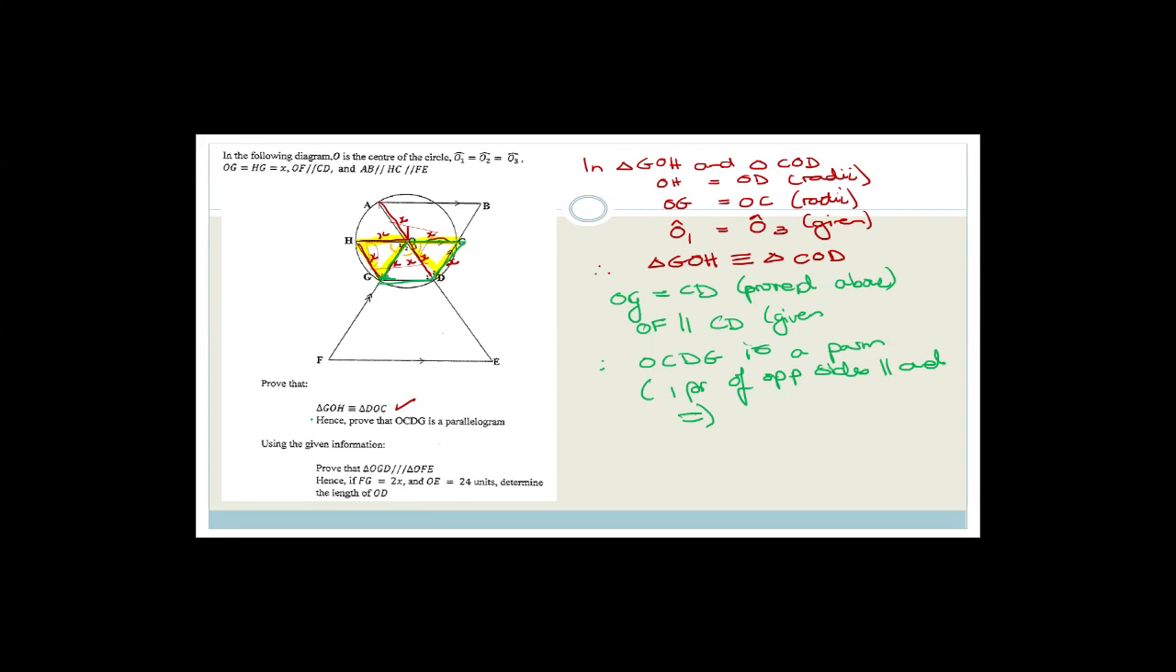Okay, now it says, hence, using the given information, prove that triangle OGD is similar to triangle OFE. Okay, similarity requires angles. That's all it requires. So if you look at a triangle, let me just erase this writing here, which could take a while.